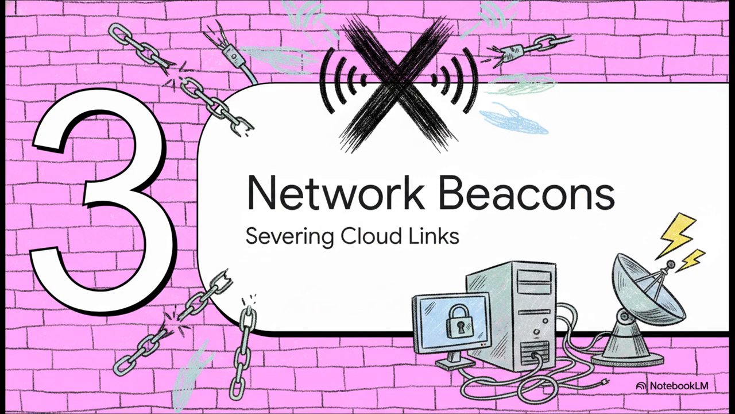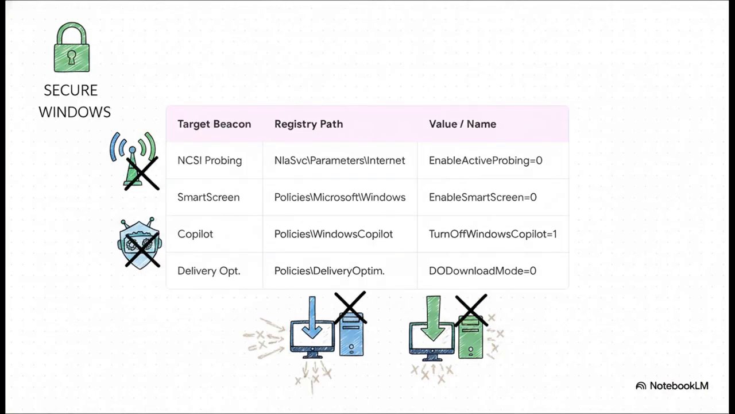Moving on to part 3, severing cloud network beacons. Consider this your master cheat sheet. These are the exact registry keys you need to block internet probing, file hashing, Copilot AI hooks, and background peer-to-peer updates. See, even with the main telemetry engines dead, the OS still has these subtle, hard-coded beacons trying to phone home. NCSI active probing, for instance, it constantly pings servers just to see if you have internet.